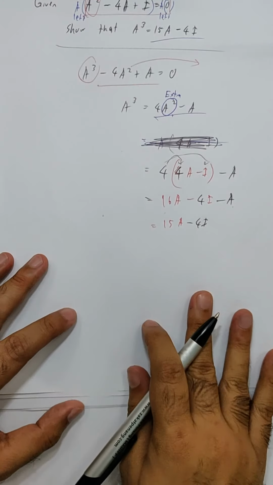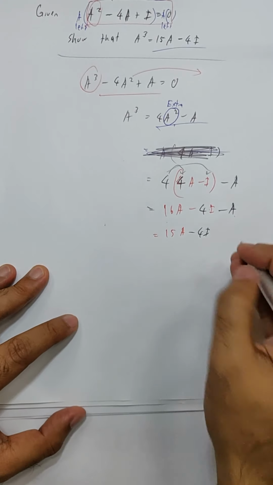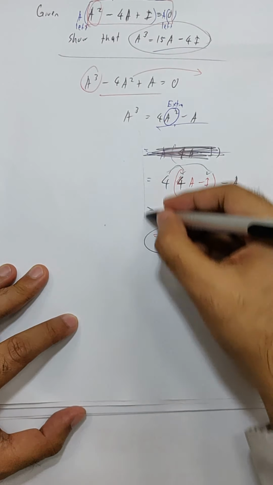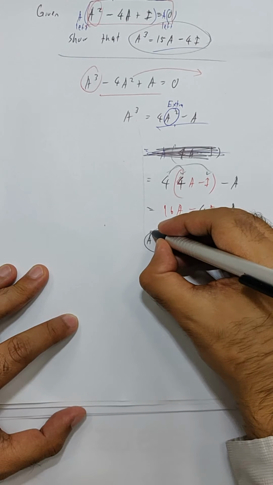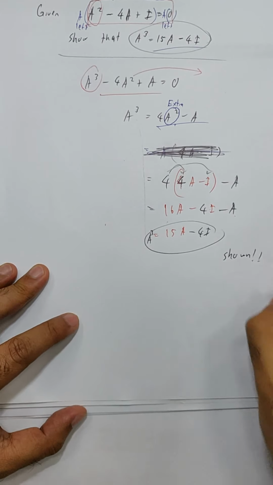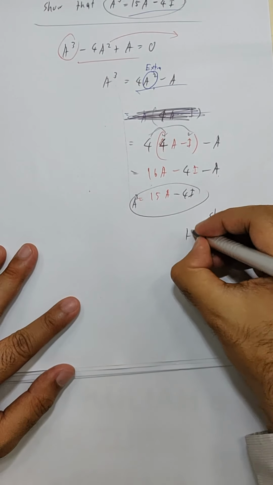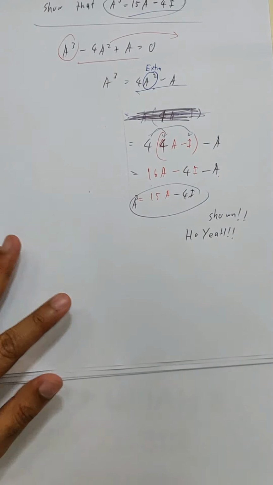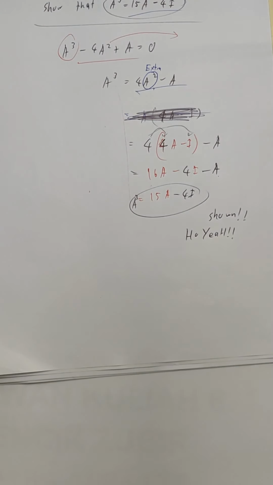These things look familiar. Why? It's the same as what we are trying to show. Of course, you can bring your A cube. Shown. Oh yeah. If I mark your paper, then I know. Ha, my student.